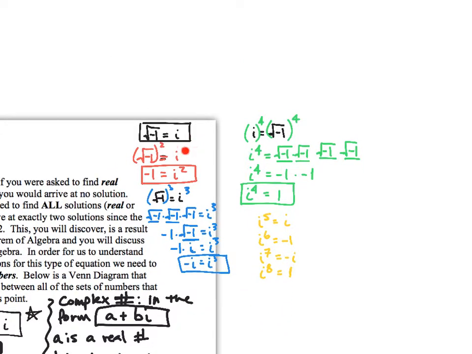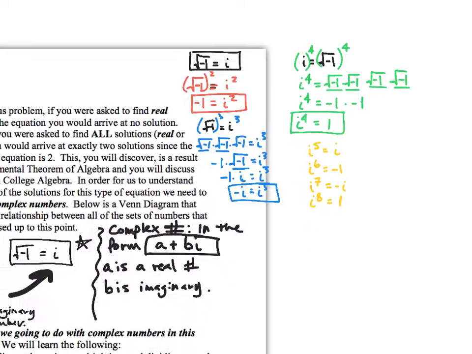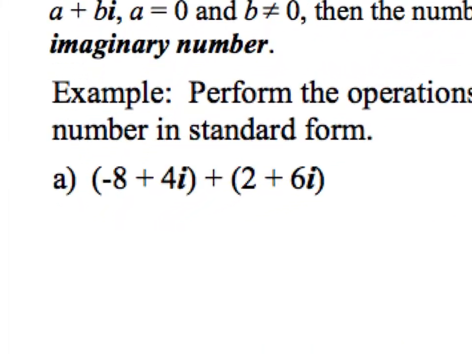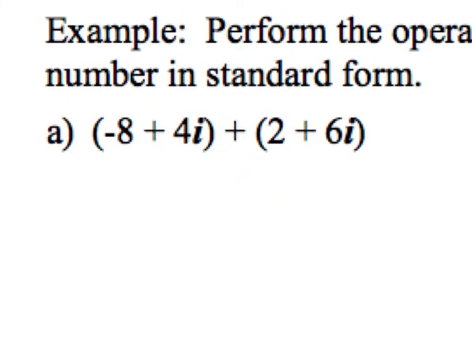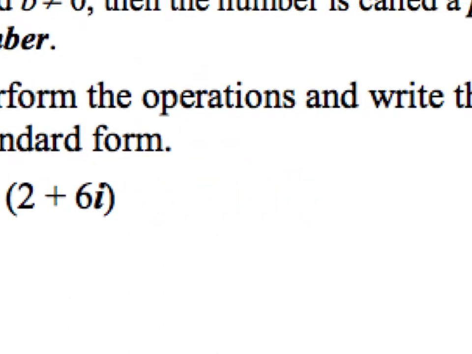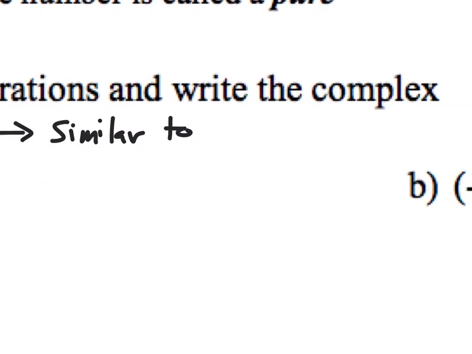If you just got this part written down, that's good, but we'll come back to this later in the notes. Okay, so let's go back through and jump in here. What we want to do is perform operations with complex numbers, and so we just want to add these together. The first one I've got is negative 8 plus 4i plus the quantity 2 plus 6i. So I want to treat this just like I would like terms. Let's write here, this is similar to combining like terms.